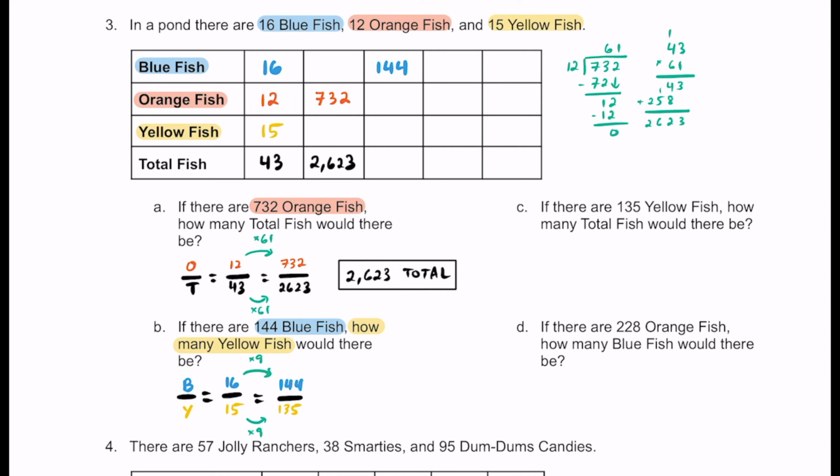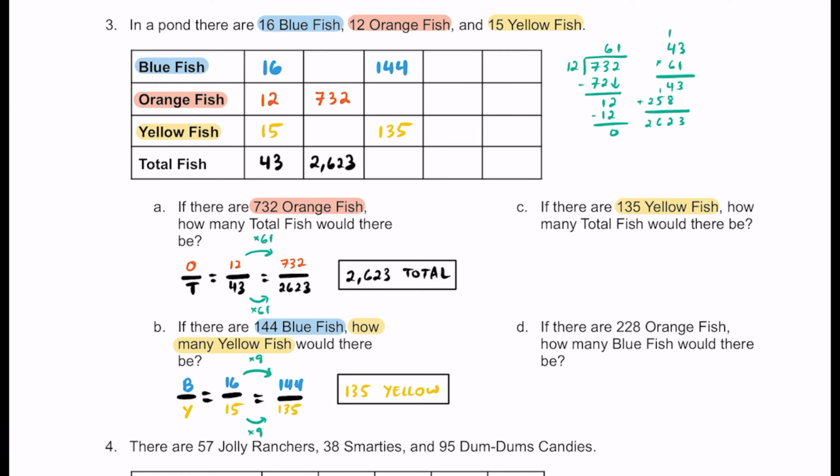Again, if you need to write this multiplication, do it, but I know this is going to be 135. Okay, so I'm going to put 135 here, and that hopefully makes sense because 16 was slightly bigger than 15, so 144 is slightly bigger than 135. Again, from here to here is times 9, and from here to here it's times 9 as well. And so what we just found out is that if we had 144 blue fish, we should have 135 yellow fish.